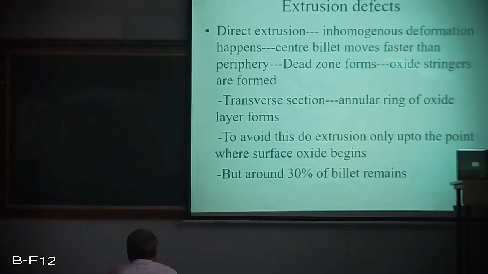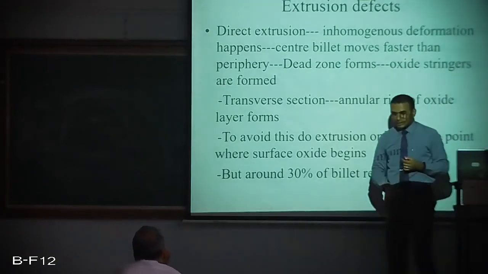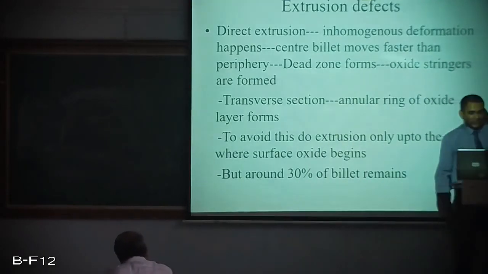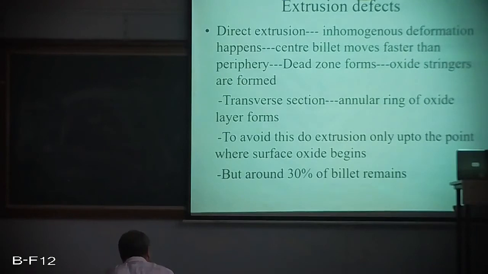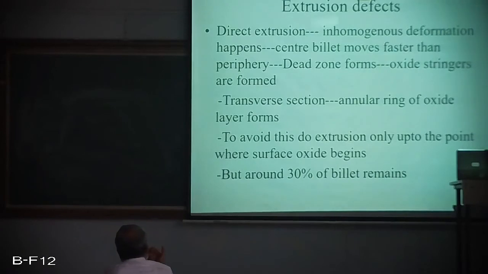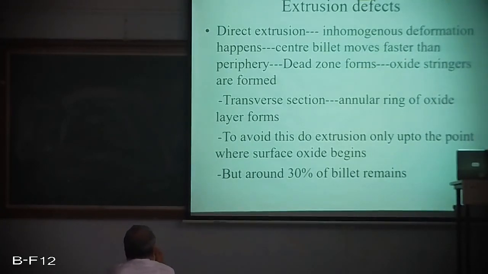Okay, so next we'll discuss the different extrusion defects. In direct extrusion, inhomogeneous deformation happens. The center of the billet moves faster than the outer periphery. So dead zone formation causes oxide fringes to form on the surface. In the transverse section, we have an annular ring of oxide layer. To avoid this during extrusion, extrusion is done only up to the point where surface oxide begins, but around 30% of the billet remains unused.